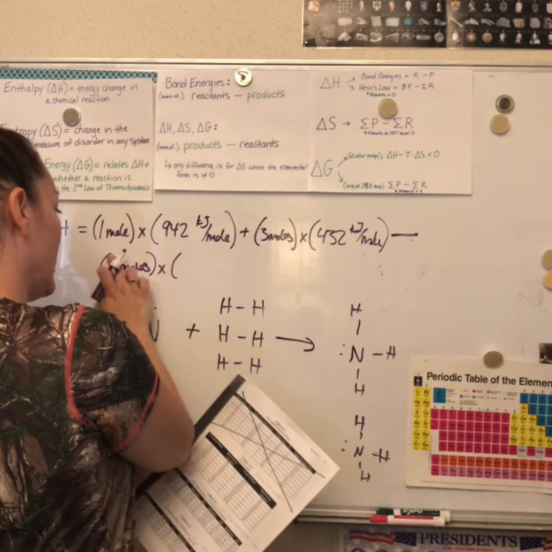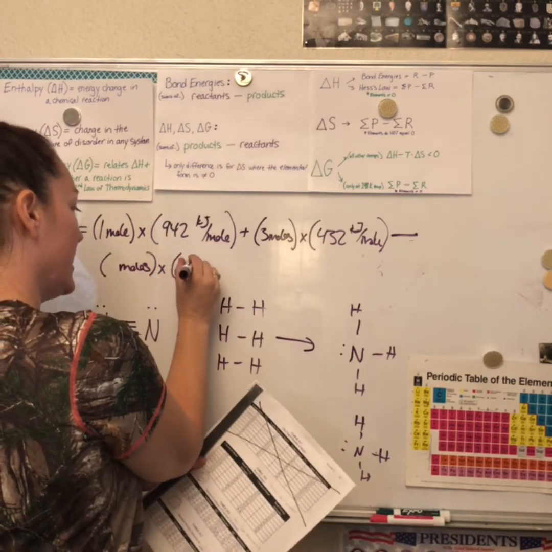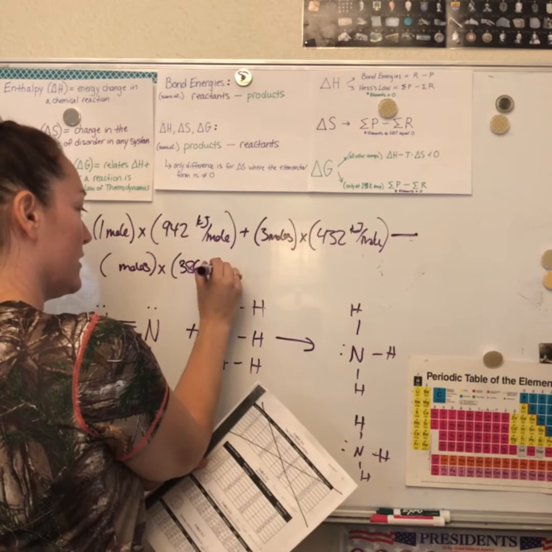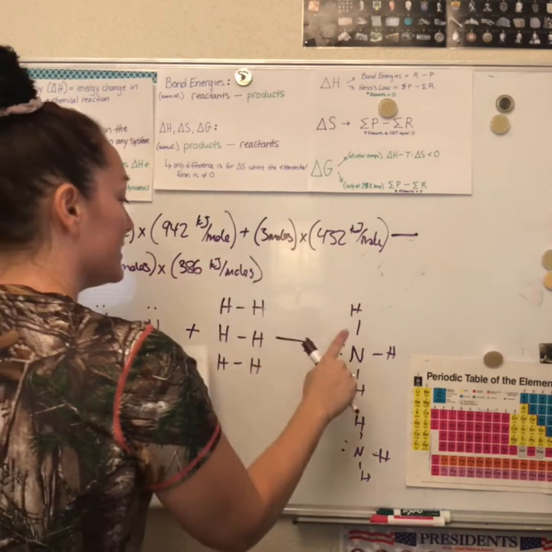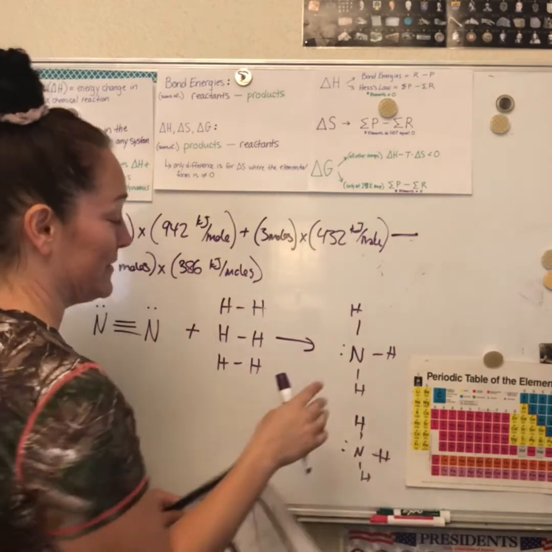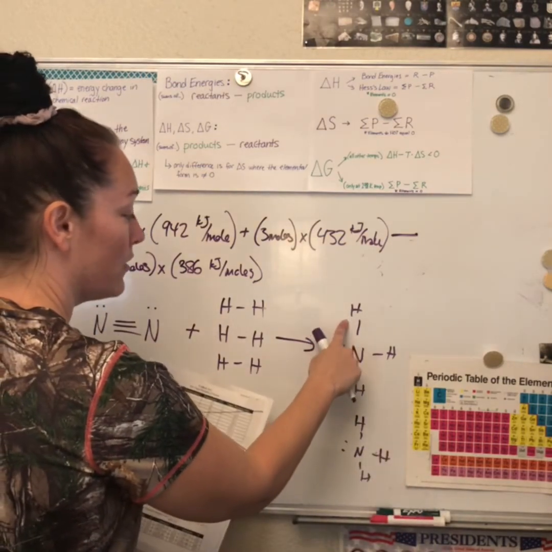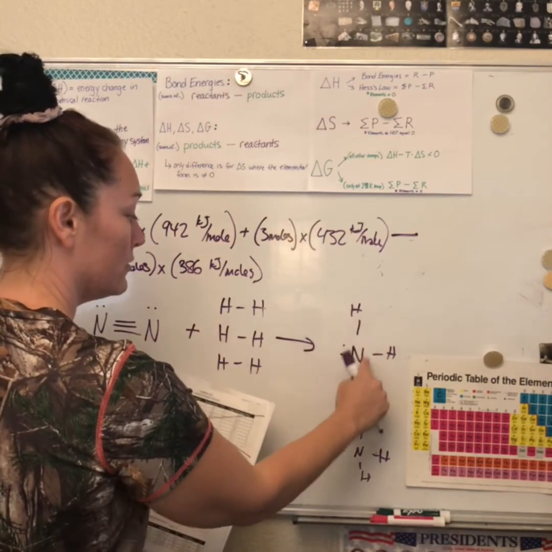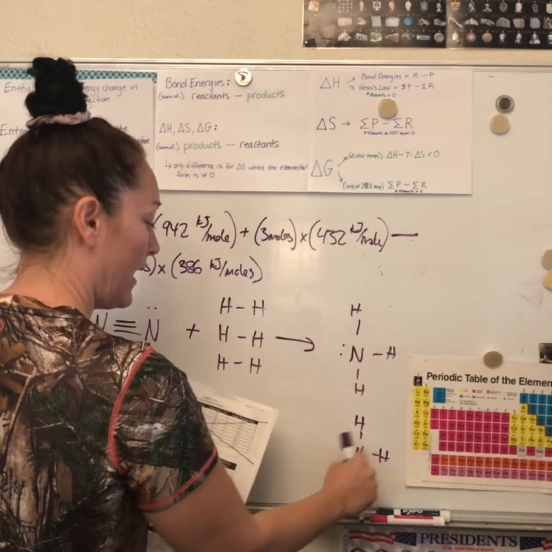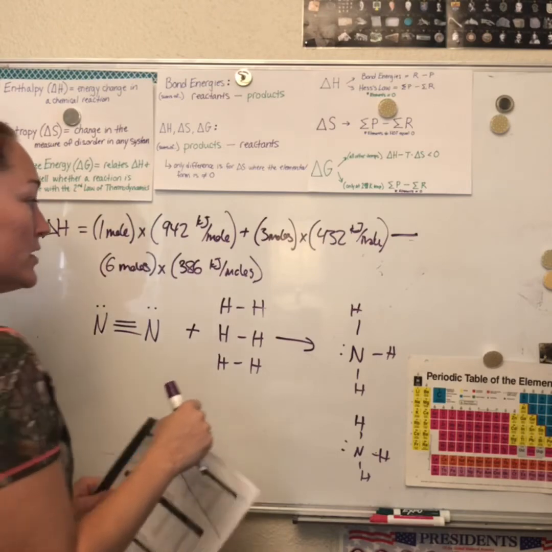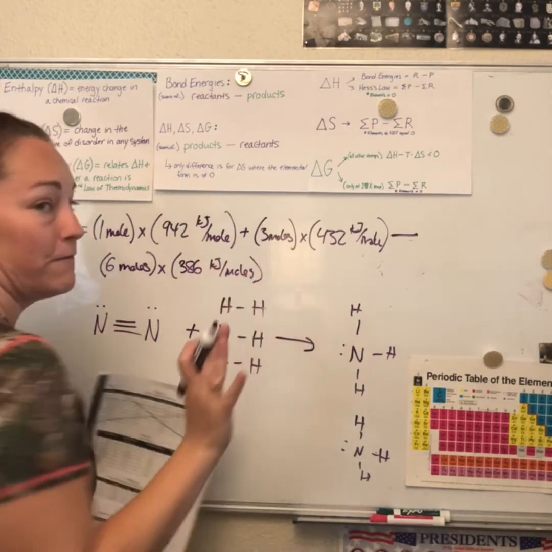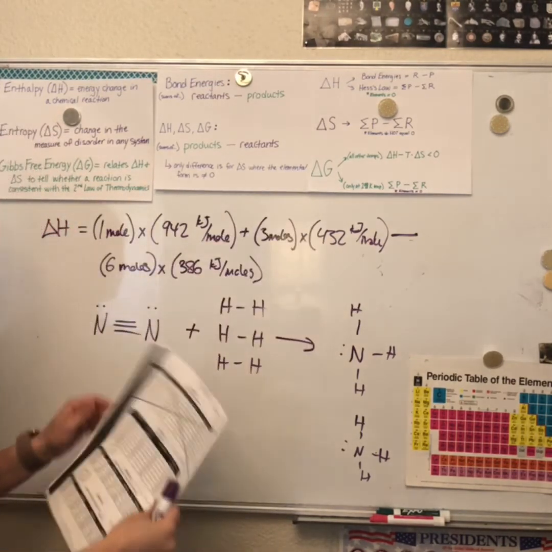Oops. Hold on. I made a mistake. 386. I'm just going to put this in here real quick. Kilojoules per mole. But keep in mind, I made a mistake here. I actually have not 2, but 1, 2, 3, 4, 5, 6. I have 6 moles of them. Okay? So, real quick, before I crunch these numbers, I'm going to just double check my work.